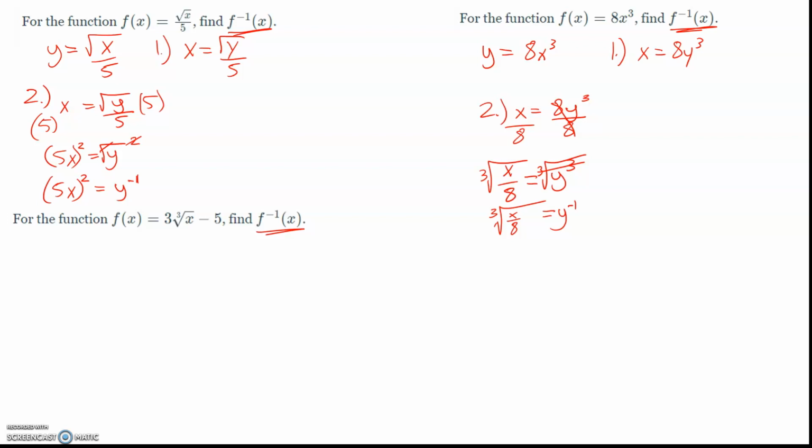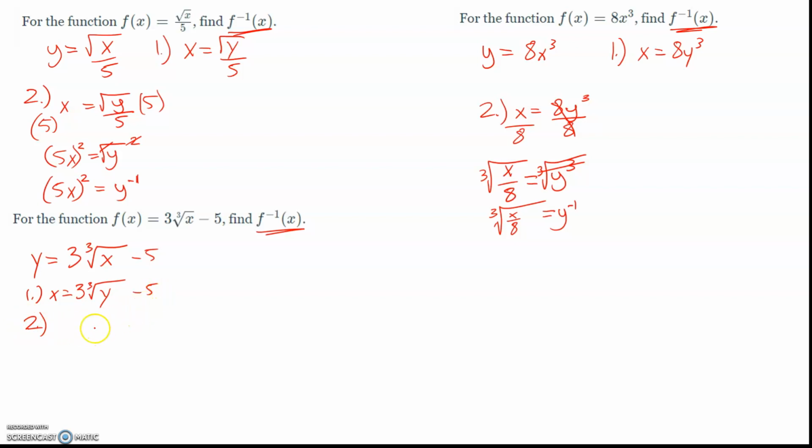So I'm going to rewrite this first. I'm going to write this in terms of y, because that's what I've been taught to do. Y equals 3 times the cube root of x minus 5. And now I swap where my x's and y's are. So this becomes x equals 3 times the cube root of y minus 5. Nothing else changed, just my x's and my y's. So now I solve for it.